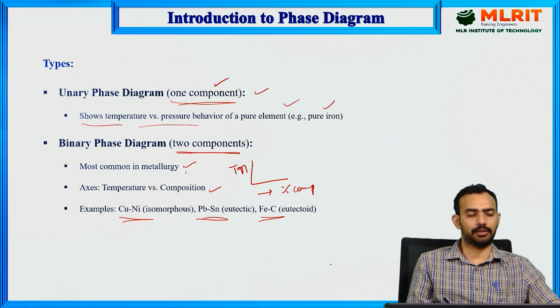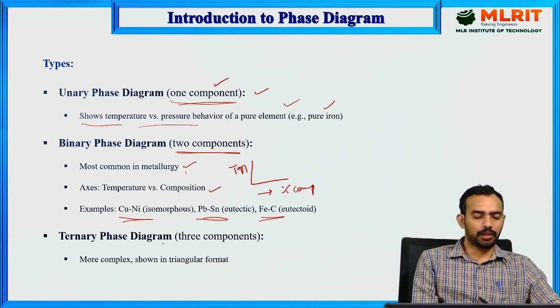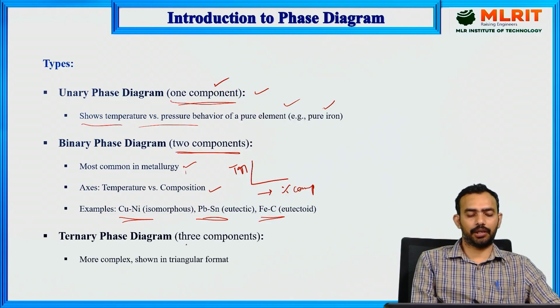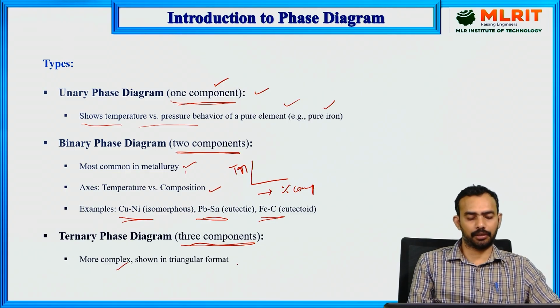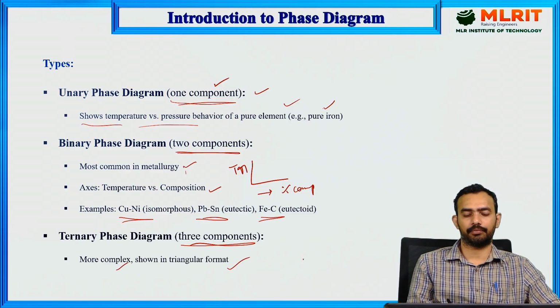We will discuss it. Then we have the ternary phase diagram, where three components are considered, which is more complex and shown in a triangular format.